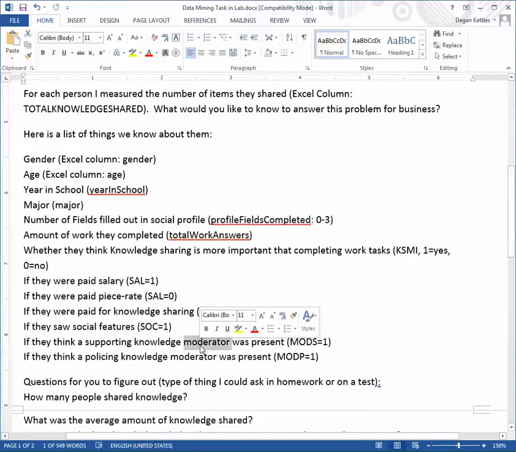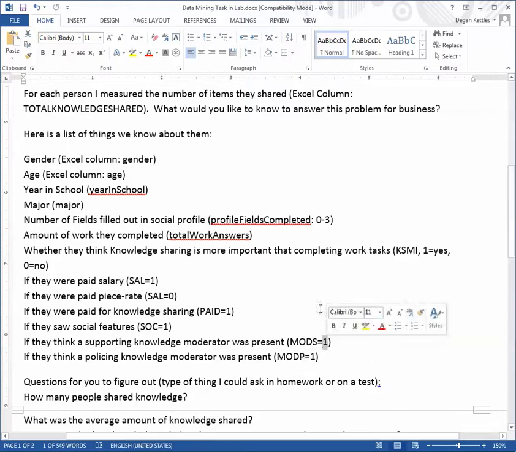knowledge moderator. So some people were told that somebody was looking over their shoulder and would help them if there were problems. So the S means supportive moderator. And the other people were told that there was a policing person looking over their shoulder. That's what the P stands for.